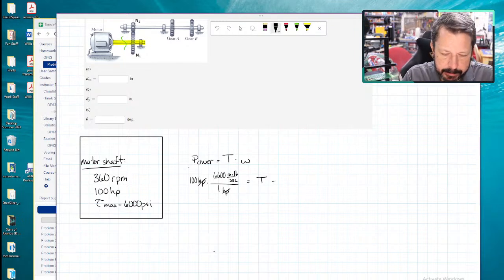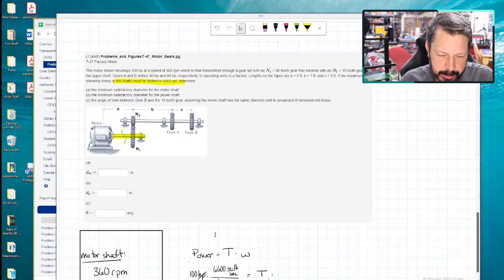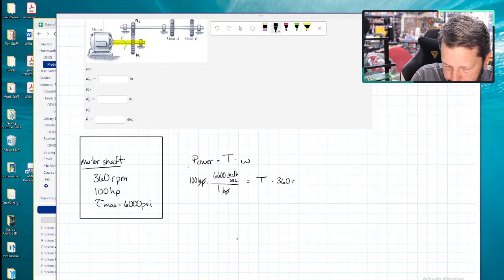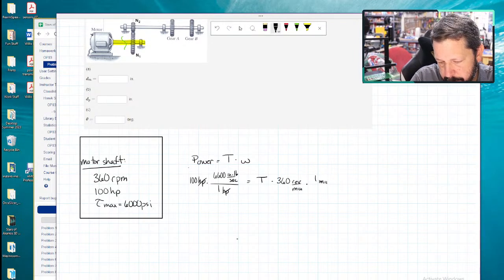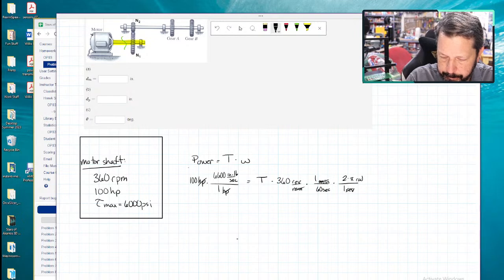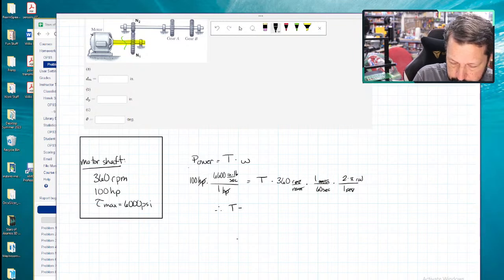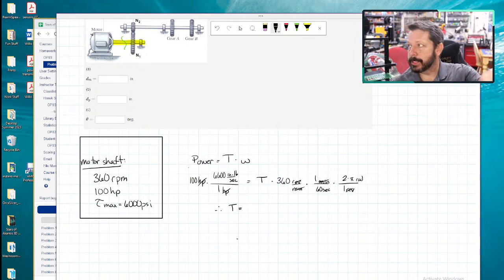Times omega, but they didn't give us omega, they gave us RPM. Oh, it's right there. 360 revolutions per minute. 1 minute is 60 seconds. And 1 revolution is 2 pi radians. Okay? So the only unknown in that equation is T, so we can solve for the torque. So this will be the torque in what I shaded in as the yellow motor shaft. If we can get our calculator to do us all this calculation.